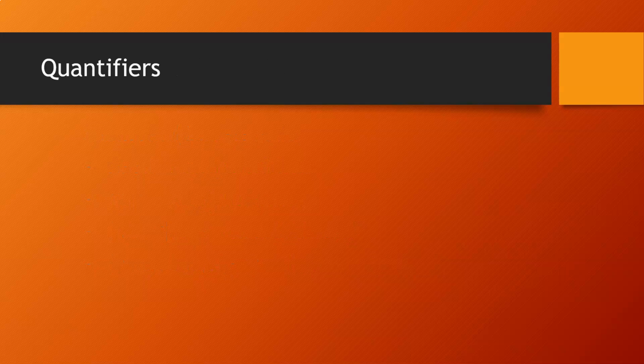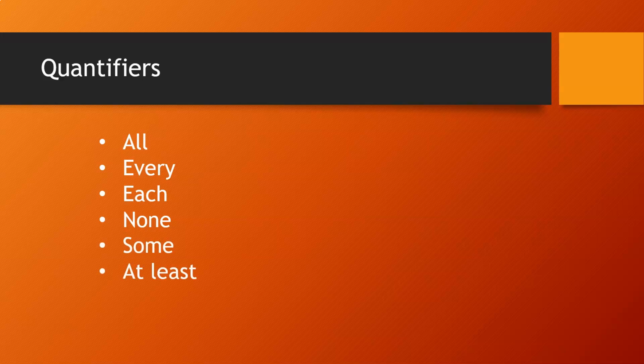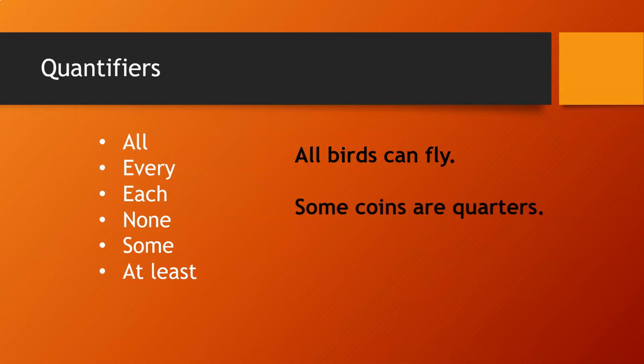Sometimes when we look at a statement, we see what we call quantifiers within that statement. Quantifiers are words like all, every, each, none, some, or at least. A statement like all birds can fly is a quantified statement. Some coins are quarters, or no M&Ms are yellow, are also quantified statements. Once again, the statement could be true or it could be false.